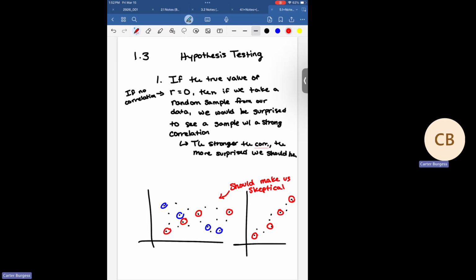We see this and we say, now hold on a second. Is this actually coming from a population that has no correlation, or is there in fact something more like what's going on on the right here? And we might be inclined to more believe the story on the right. Should be more likely, should happen more frequently.